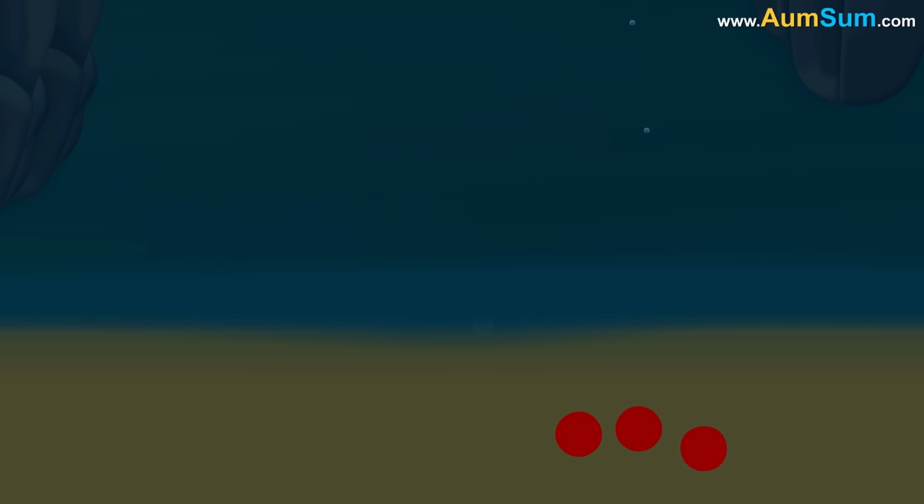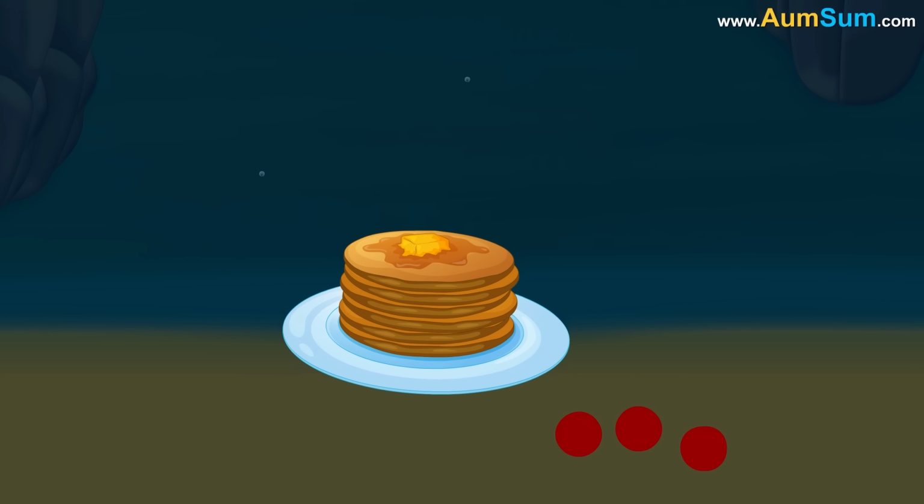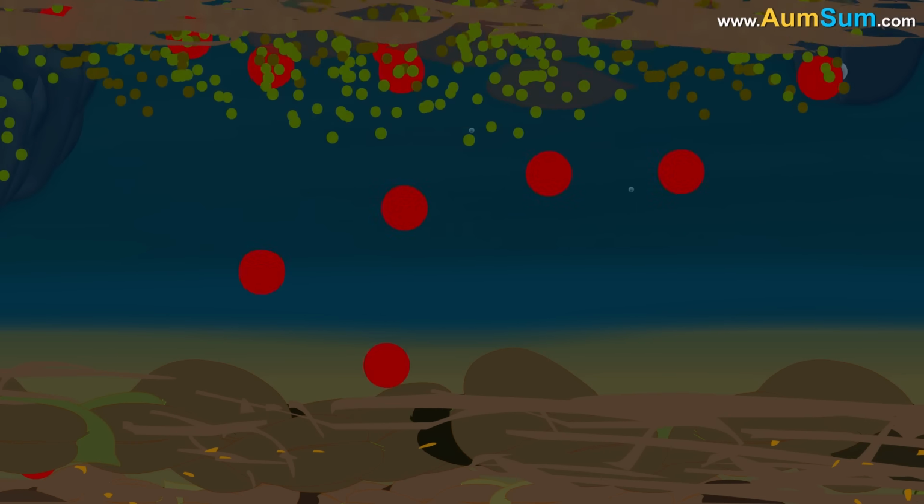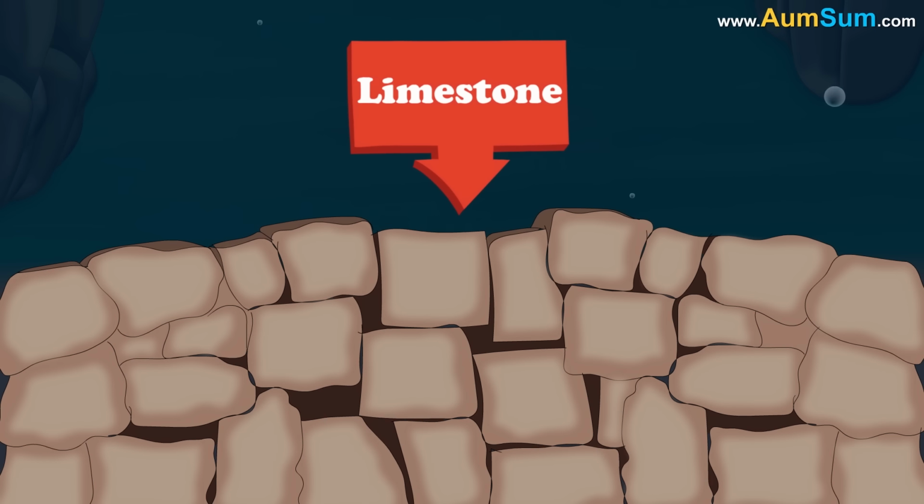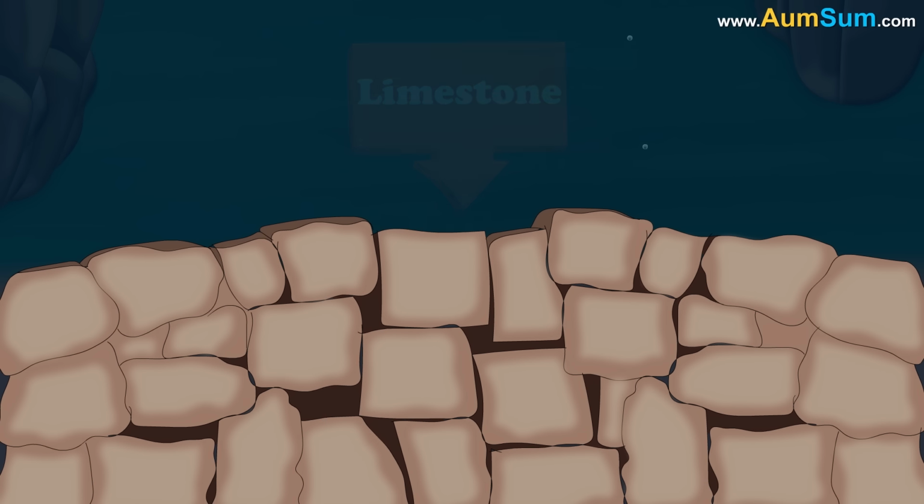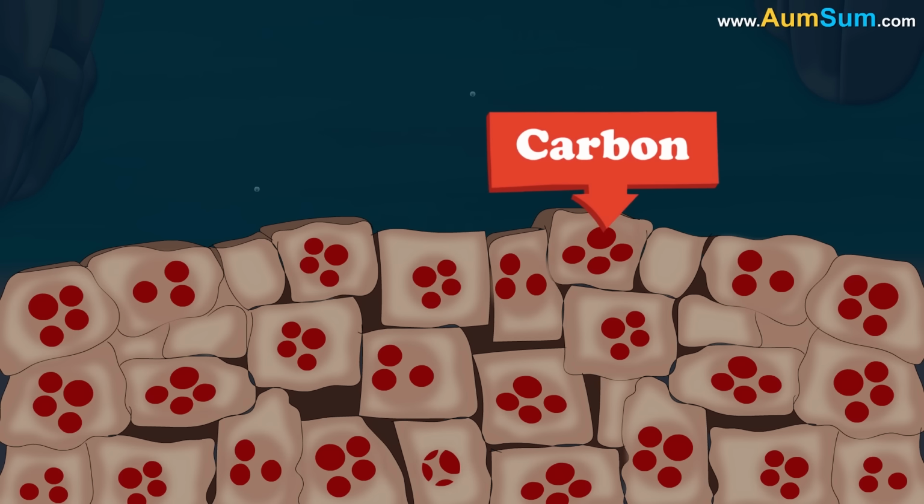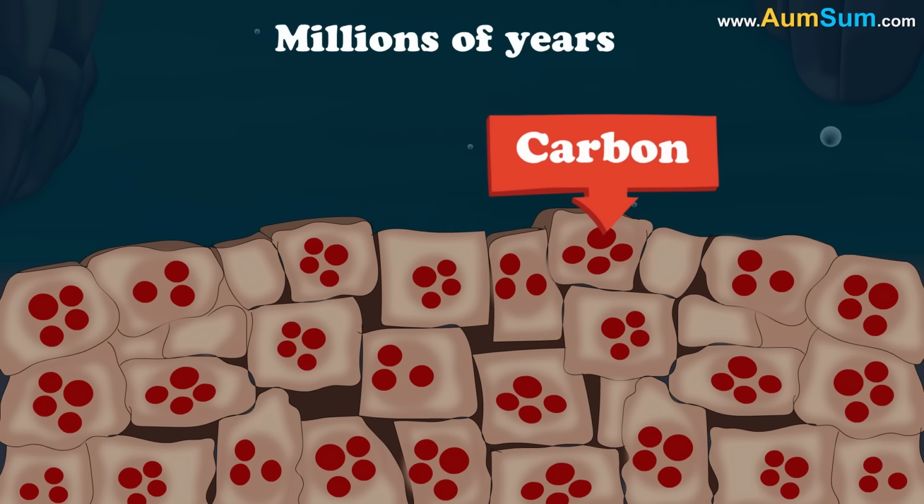Over time, just like a stack of pancakes, several layers of sediment accumulate on the sea floor. When conditions are suitable, large deposits of this sediment convert into rocks like limestone. Formation of such limestone rocks isolates or sequesters carbon for millions of years in the Earth's crust.